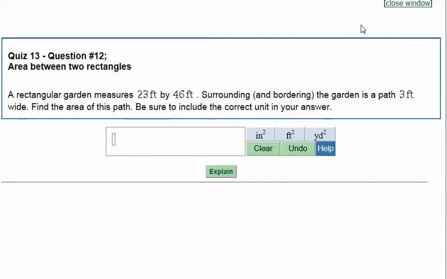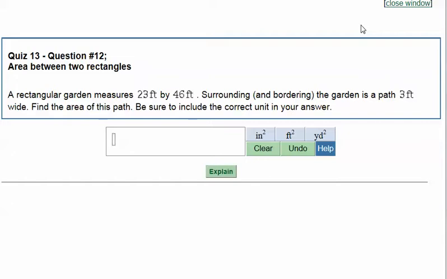The name of this topic is area between two rectangles. Here's the question. A rectangular garden measures 23 feet by 64 feet. Surrounding and bordering the garden is a path 3 feet wide. Find the area of this path, and we have to include the correct unit in our answer.